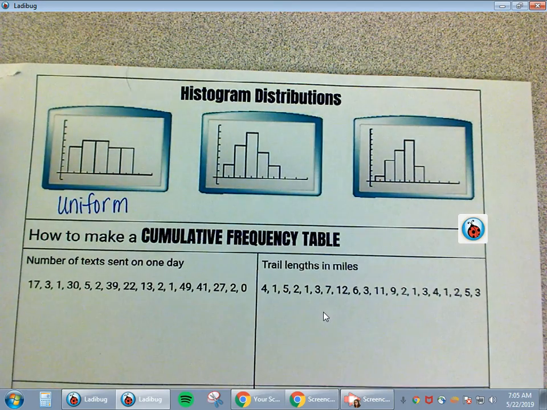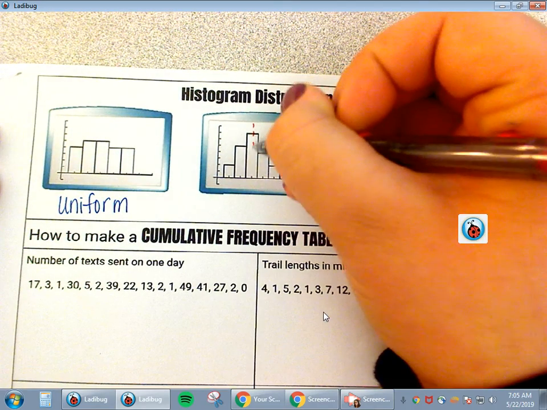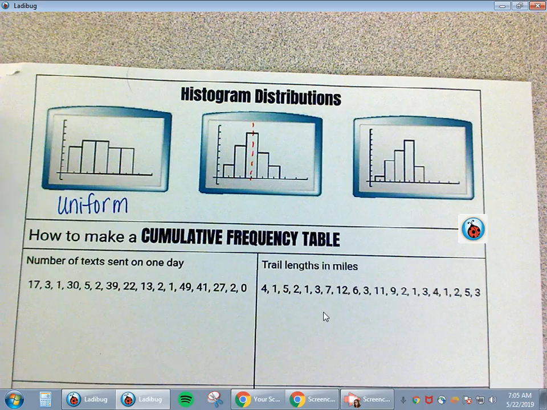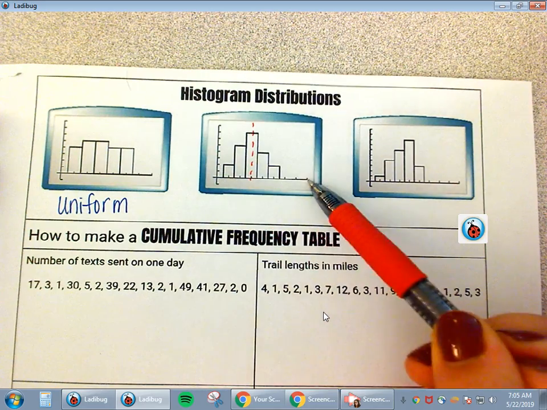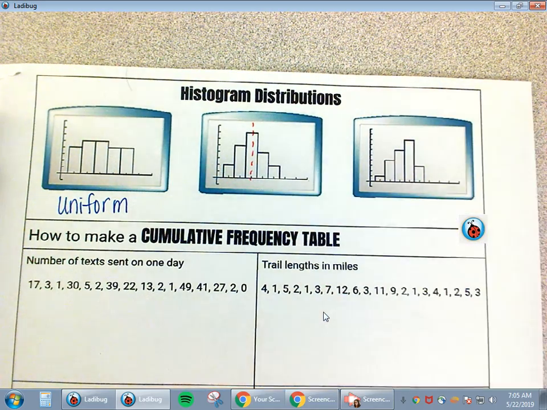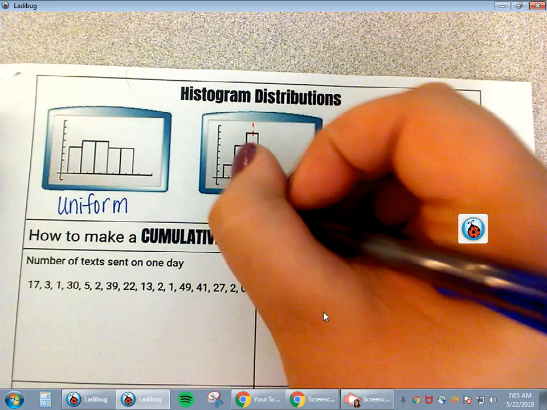Our next one, notice if you could find a symmetric line where everything looks like it's about symmetric on left and right. It doesn't have to necessarily be in the middle of the table, but if somewhere you can think about drawing a line, then we would call this a symmetric graph.